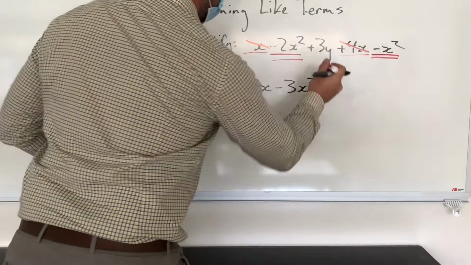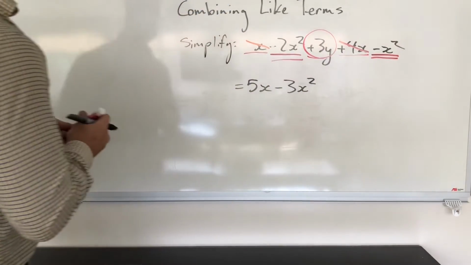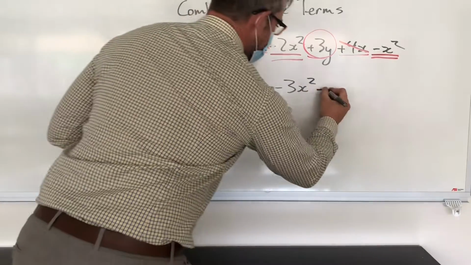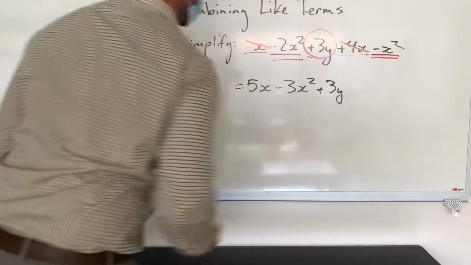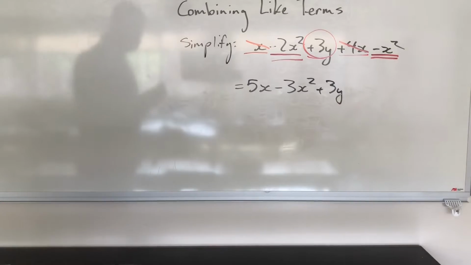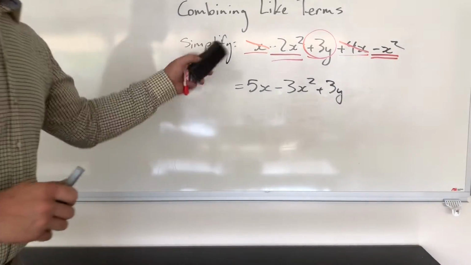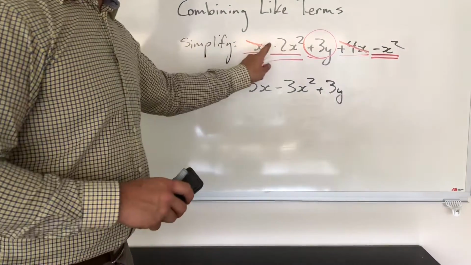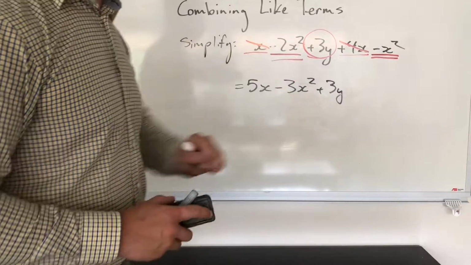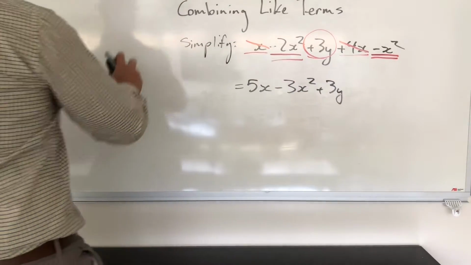And then I just have this last term left, and it's lonely, it's not paired up with anybody, so we'll just tack it up at the end. That's our last term, and this example is complete. So that example is slightly more tricky, and the key here was how the exponent matters when you're talking about like or not like terms.